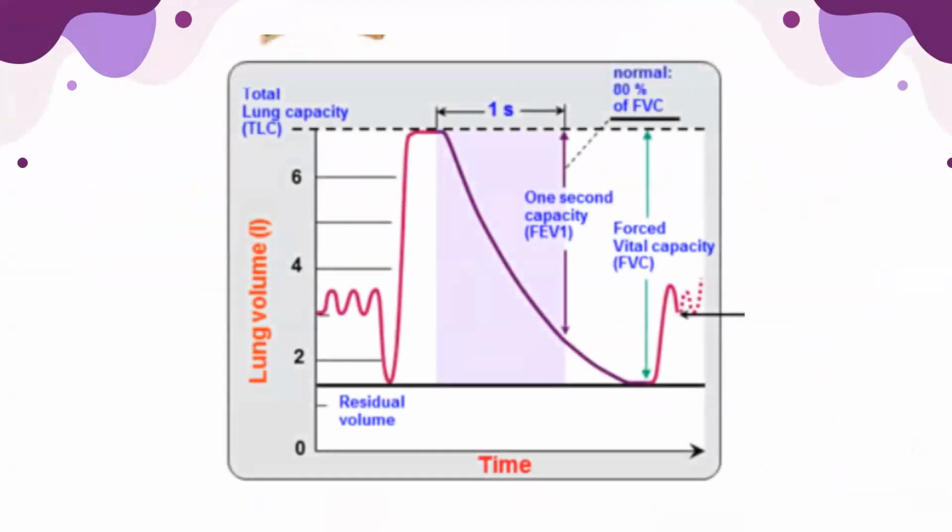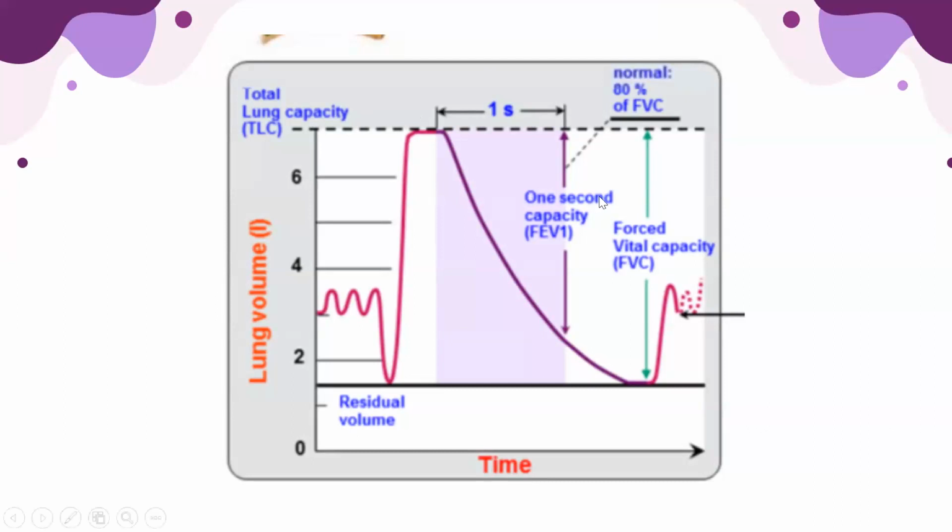So here, this is the graph from Dr. Shums's presentation. We have total lung capacity over here. What we do is ask the patient to take in a deep breath. Once the patient has taken a deep breath, we ask them to do two things: A, to breathe out forcefully, and B, to breathe out as fast as they can. So they have to exhale forcefully and as fast as they can.